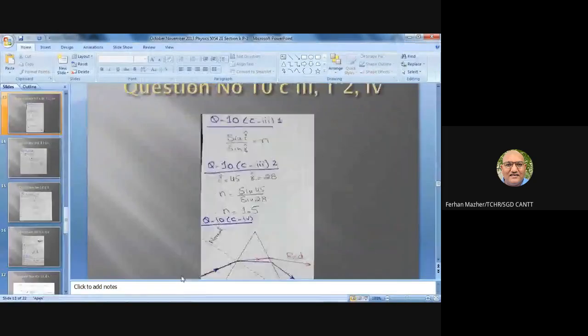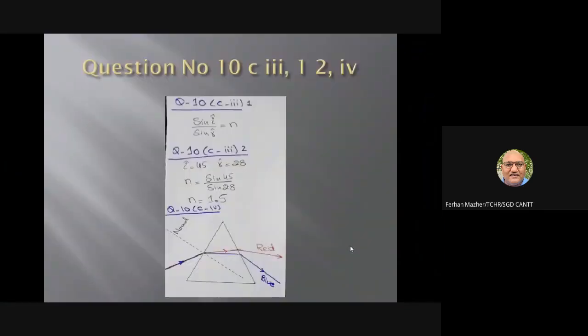I wrote this on a paper. Hopefully this is visible to you. So sine I divided by sine R equals N. It's a famous formula which relates the refractive index, angle of incidence, and angle of refraction. We also call it Snell's law.